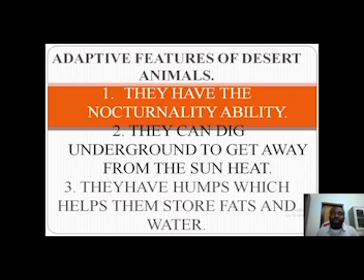So that is why you cannot fit in to be a desert animal. Now, number two, they can dig underground to get away from the sun heat. You know, the desert is a dry land, an arid land. It's dry, really dry. Why? Because you have very hot temperature there. So desert is a very hot place. It's a hot environment, hot region.